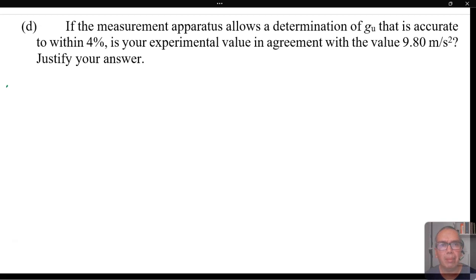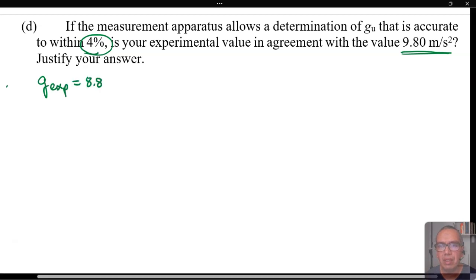They tell you that the apparatus allows an accuracy of 4%. Means that if you are within 4% of the accepted value, you should be okay. But the accepted value is 9.80 meters per second squared. So what they are asking is, this experimental value, 8.55 meters per second squared, is it within reasonable agreement of the accepted value of 9.80 meters per second squared?